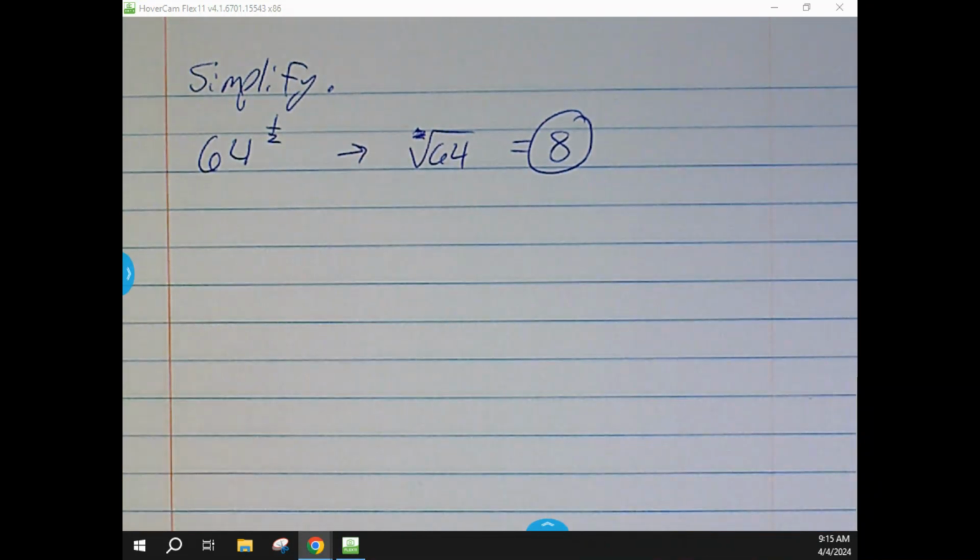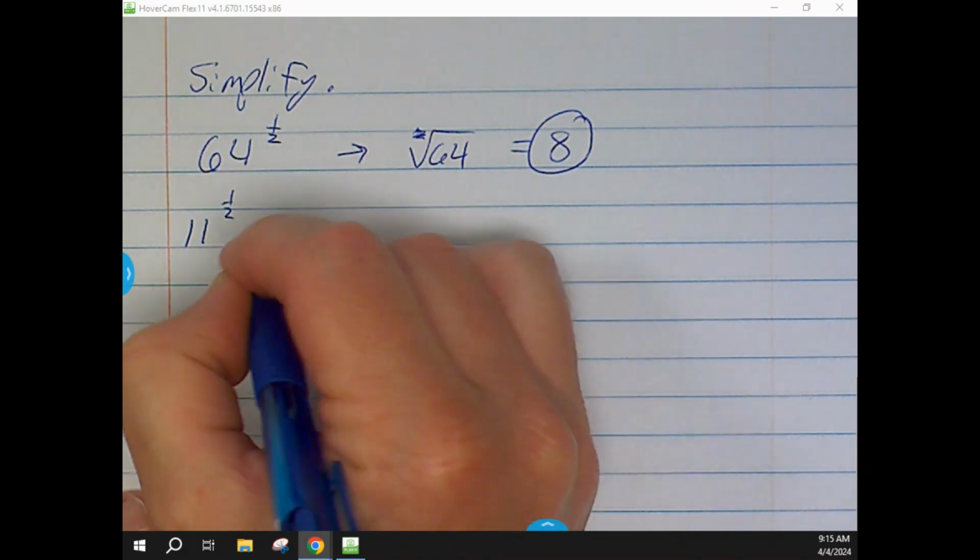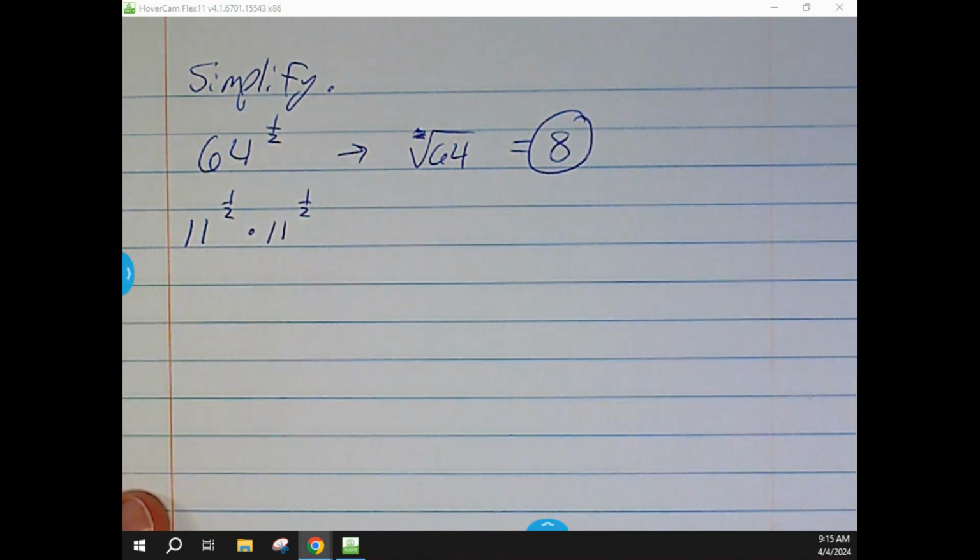So that's all we're going to do. Now, you do not have to worry about pluses or minuses in this case. I know we're taking a square root, but at this point, we're assuming that all the answers are positive. The only time we would worry about a negative is if we were doing something like a third root of a negative number. So you do not have to worry about any plus or minuses on this one. All right, let's do 11 to the 1/2 times 11 to the 1/2 power.